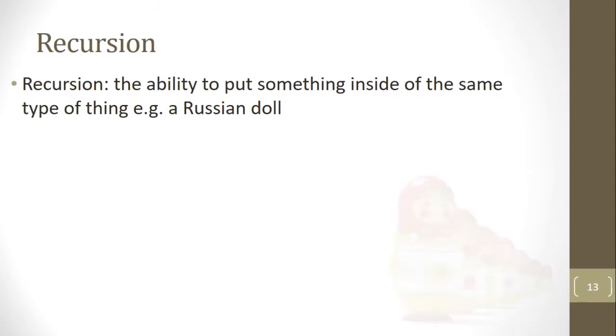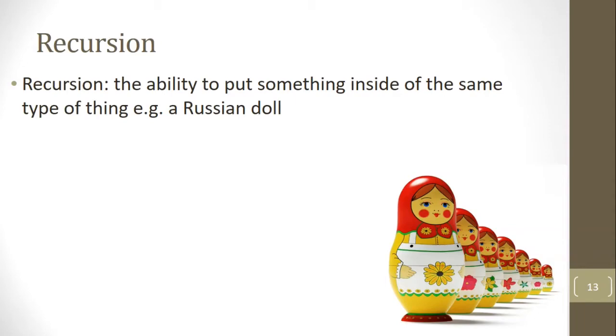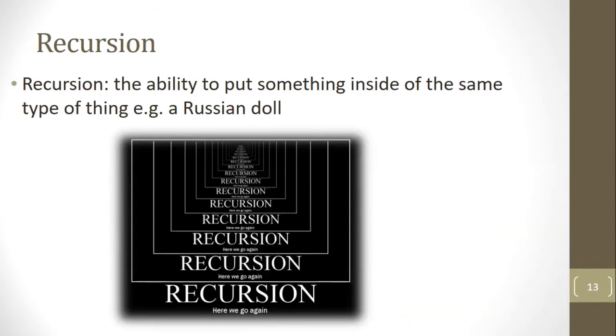Recursion. Recursion is the ability to put something inside the same type of thing. For instance, Russian dolls. You take one Russian doll and you open it, and inside there is another Russian doll. You open that one, and inside that one there is another, and another, and another. Another type of recursion you might experience when you go and buy clothes. If you stand in a changing room with mirrors on both sides, and you were to look into it, you would see a reflection of yourself in the other mirror, which is a reflection of yourself, which is a reflection of yourself, and this goes on forever.